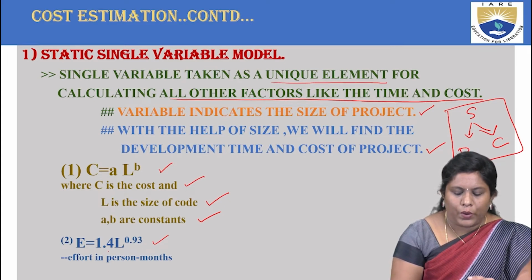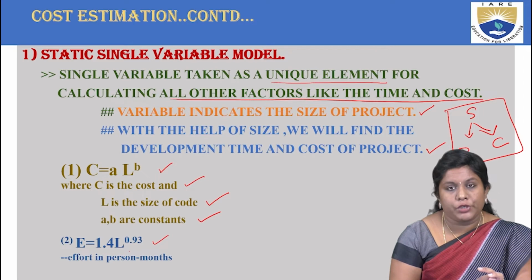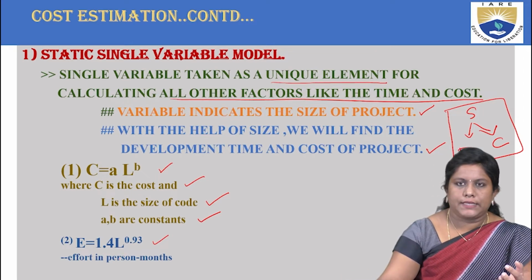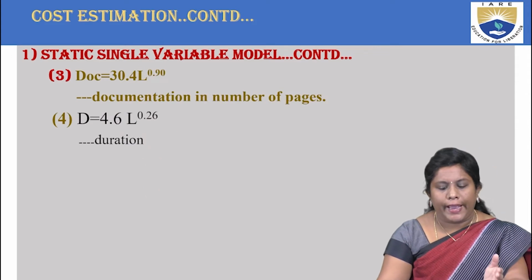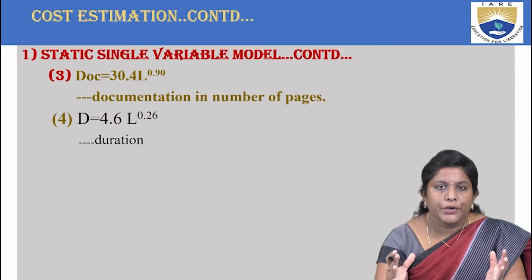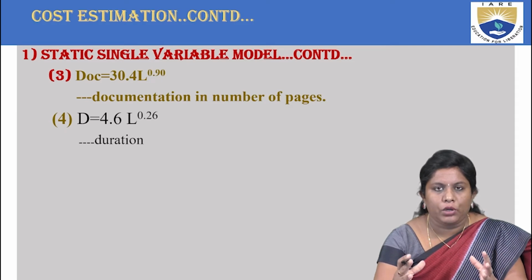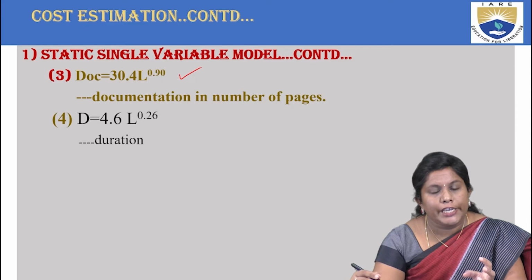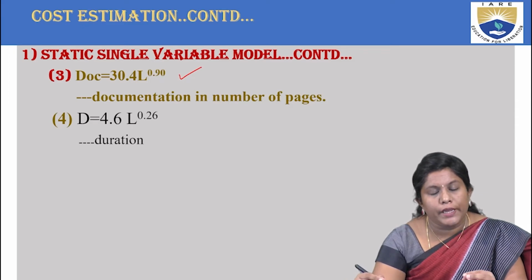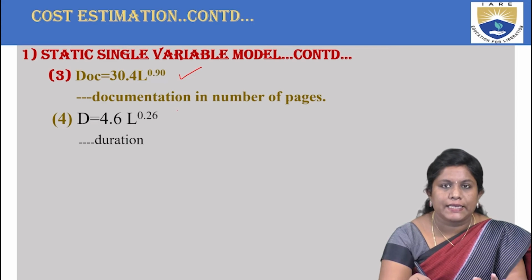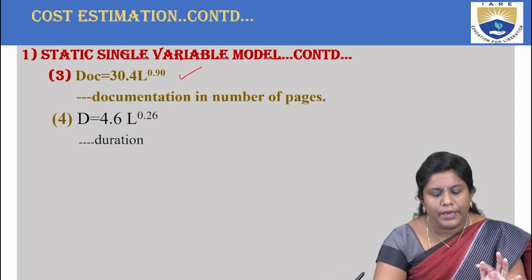So 1.4 and 0.93 are the constants that are specified for the efforts per months. Okay. And the third one is the documentation. So once you are doing all these, you have to pile up all those things. So that again is formulated in this terminology where DOC equals 30.4 into L to the power of 9.0, where D is nothing but the documentation, the number of pages.